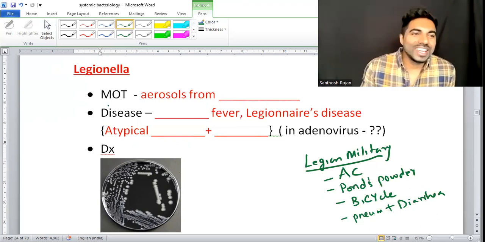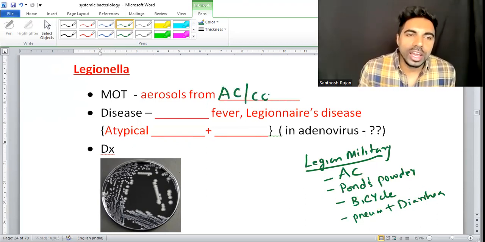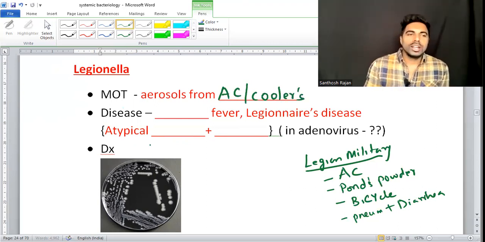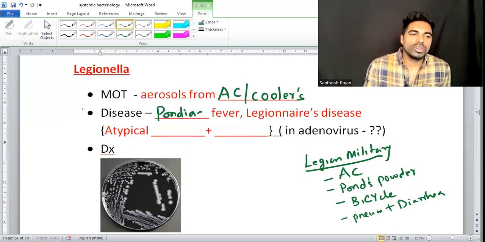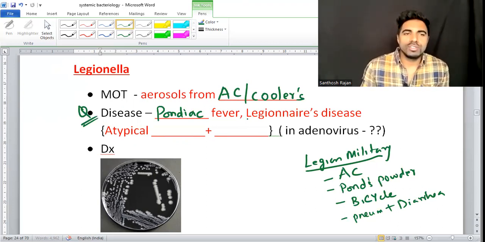What did I say? Legionella means the aerosol is coming from AC or coolers, air conditioner, cooler. If they are not properly serviced, you can usually get Legionella. The disease name is Pontiac fever: Ponds powder, Pontiac fever. Frequently asked question. The severe form we call Legionella, the mild form we call Pontiac fever.